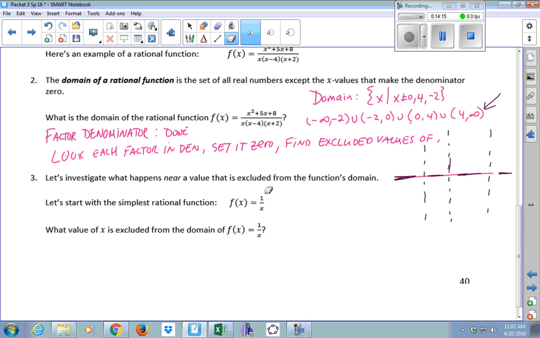So let's investigate the simplest rational function, just like the simplest quadratic function was x squared. We called that a parent function. We're going to call this a parent function. So I'm introducing you to a new parent function, 1 over x. There's another name for this function. Does anybody know, other than calling it a rational function, what the other name might be?